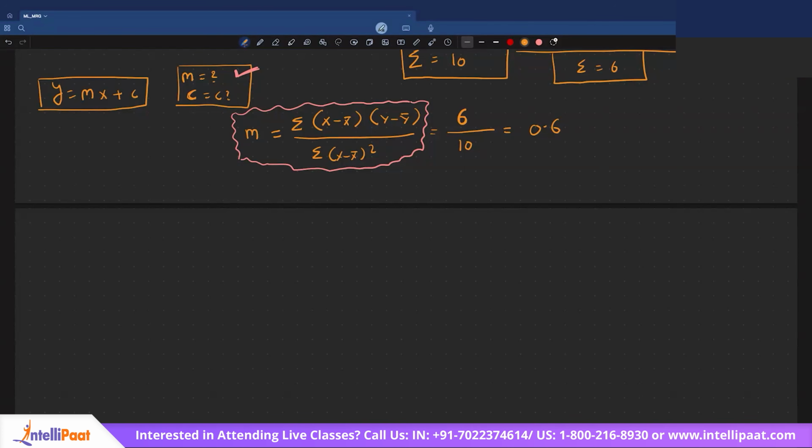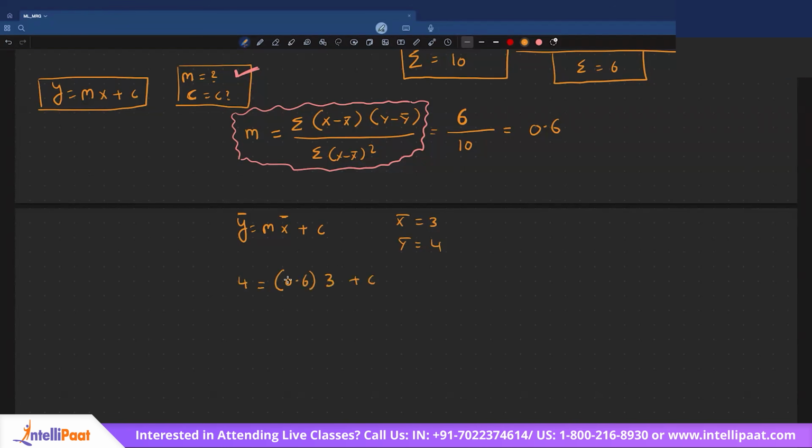calculate the y-intercept. The y-intercept cannot be calculated directly, so I need to manipulate my equation slightly, like y is equal to mx plus c. We don't have y and x, so we calculate y bar and x bar. X bar is already given to me as 3 and y bar is already given as 4. So tell me, what is the value of y bar? Is it 4? Is equal to, what is the value of m? 0.6. What is the value of x bar? Is it 3 plus c?